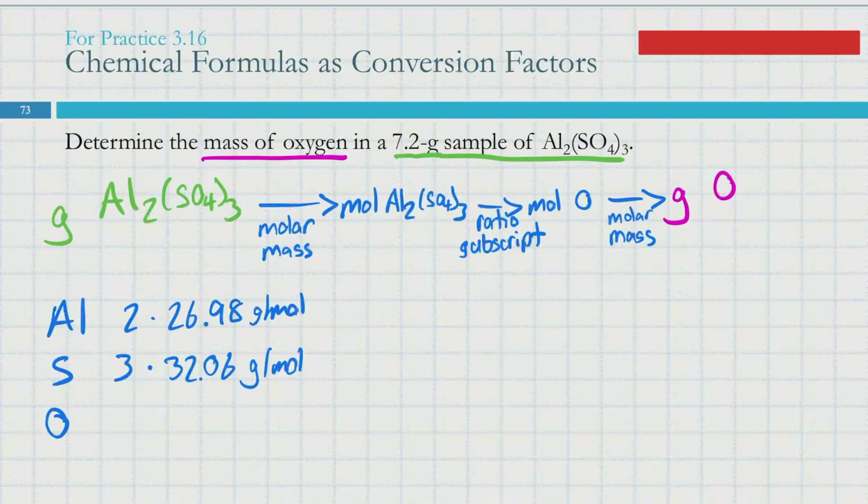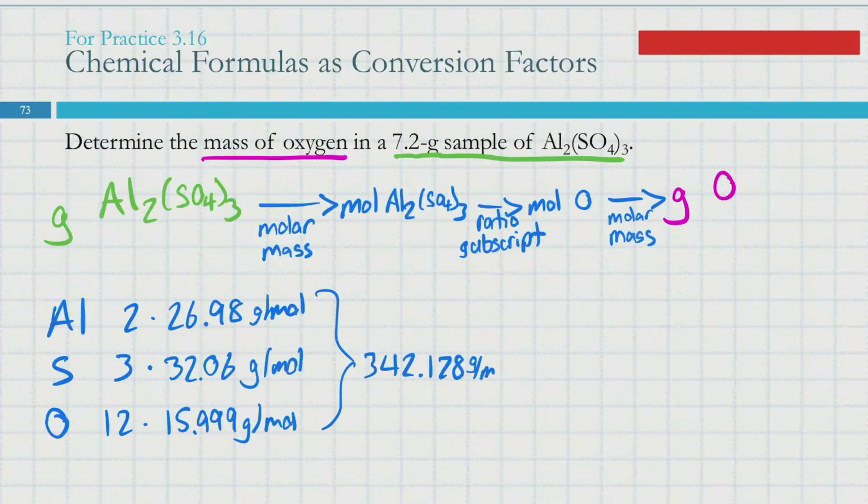And then oxygen, we have how many? 12. We've got 3 times 4, 12 oxygens at right around 16 grams per mole each. And we'll sum that. And we get 342.128 grams per mole. So that's our first conversion factor.